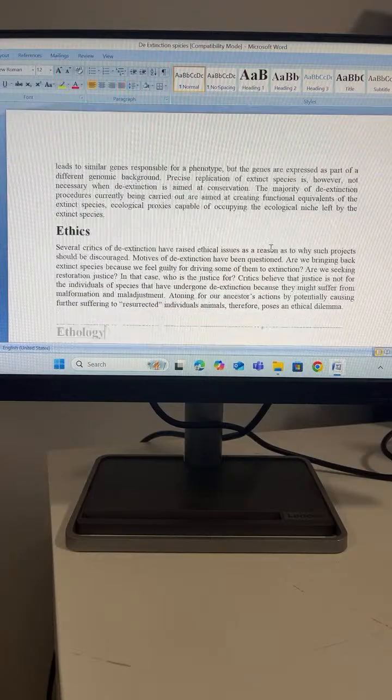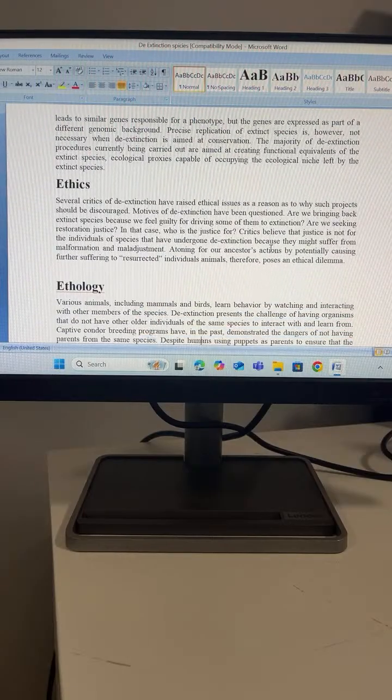Ethics. Several experts have raised ethical issues as a reason why such projects should be discouraged. The motives of de-extinction have been questioned. Are we bringing back extinct species because we feel guilty for driving some of them to extinction? Are we seeking restorative justice? If that is the case, who is the justice for?